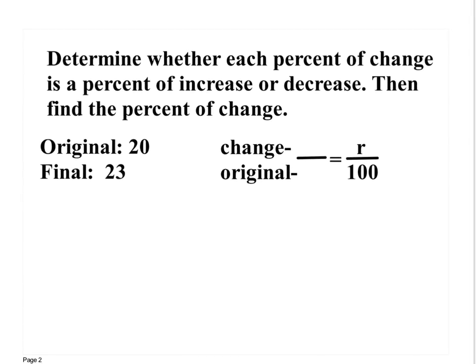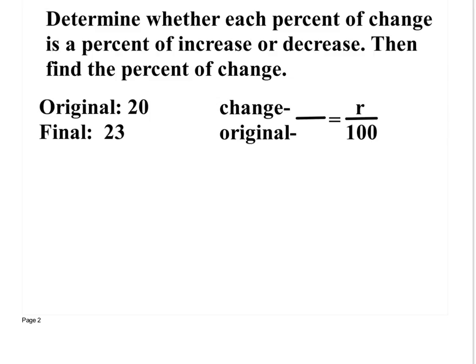Alright, this is what your homework is going to look like. It's going to say determine whether each percent of change is a percent of increase or decrease, then find the percent of change. So what we do is they give us the original and the final. We take the change over the original and we solve for R. We solve for the percentage. Well, to find the change, what I do is I take the final minus the original. What is the final?